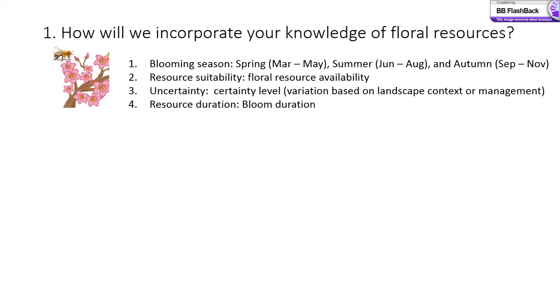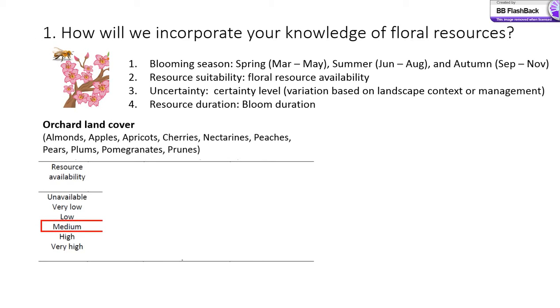Here is the way we will incorporate your knowledge of floral resource suitability. We ask you to assign floral resource suitability for 3 different seasons: spring, summer, and autumn, which are equally determined by 12-week periods. And you can give your opinion about floral resource availability on a given land use type. Let's think about the orchard land cover type. In this survey, the orchard land cover includes this type of croplands.